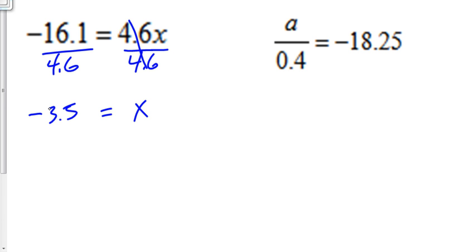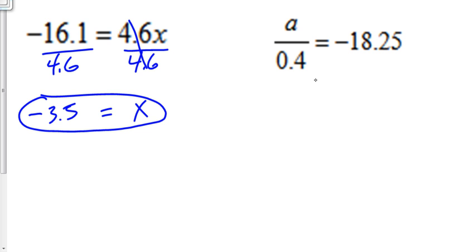However, it's still in my calculator, so I'm going to multiply it by 4.6, and that gives me negative 16.1. So I checked it, and that is my answer. So hopefully you were able to get the same thing. If not, make sure you fix your notes to match mine.